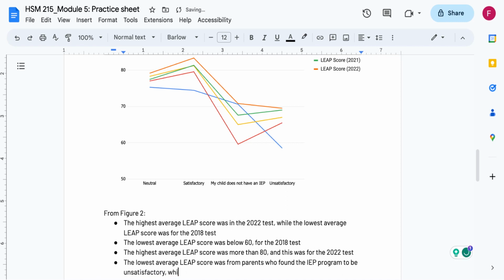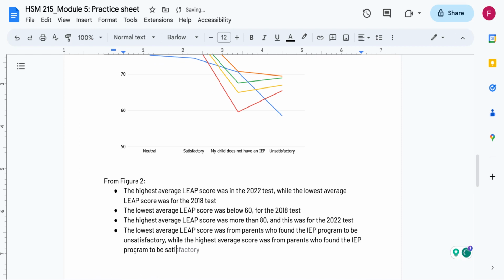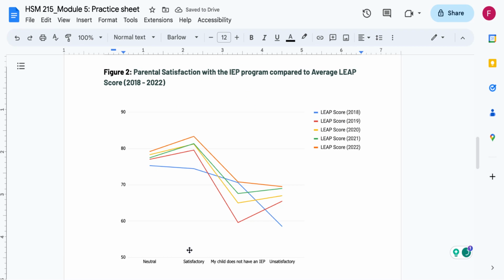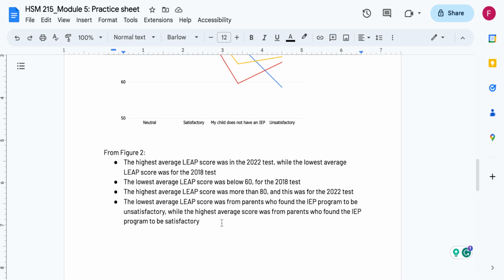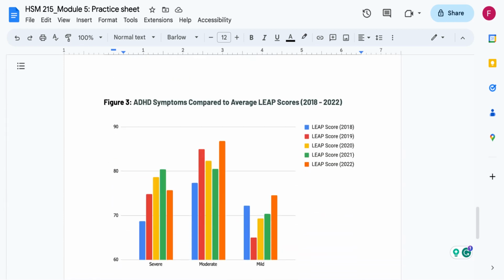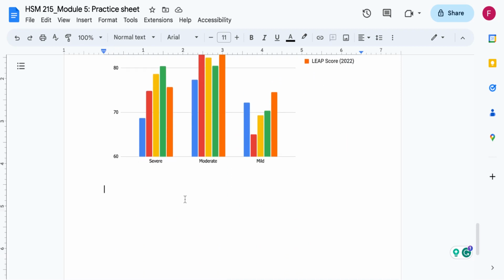while the highest average score was from parents who found the IEP program to be satisfactory. We can see that this was the highest, and it was from parents who found it to be satisfactory. So that's the information we can get from our graph. We can just stop at this. So let's go to the bar chart and see the information that we can grab from that.